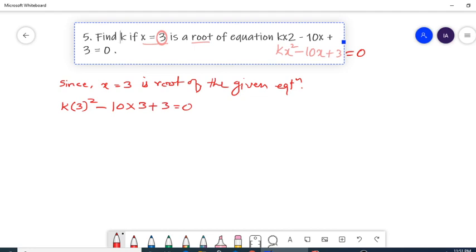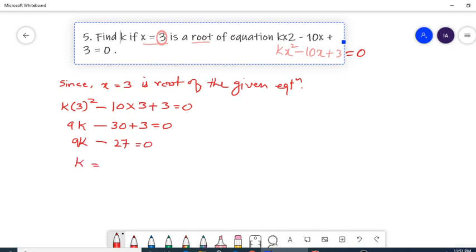Now 3 square is 9k minus 10 threes are 30, and this plus 3 equals 0. I am keeping 9k in its place. This negative 30 and plus 3, minus plus minus, we will take the sign of the greater number. 30 minus 3 that is 27 is 0. So keep k in its place.